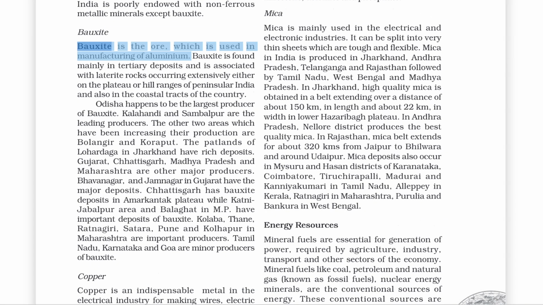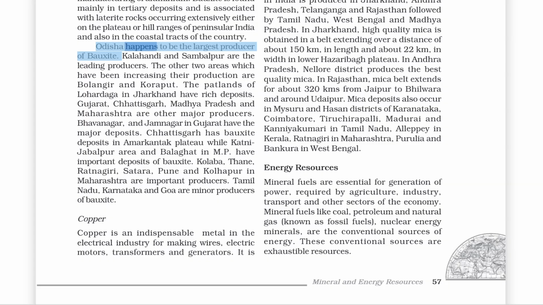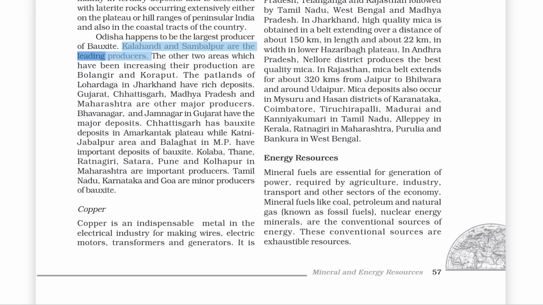Bauxite. Bauxite is the ore which is used in manufacturing of aluminium. Bauxite is found mainly in tertiary deposits and is associated with laterite rocks occurring extensively either on the plateau or hill ranges of peninsular India and also in the coastal tracts of the country. Odisha happens to be the largest producer of bauxite. Kalahandi and Sambalpur are the leading producers.